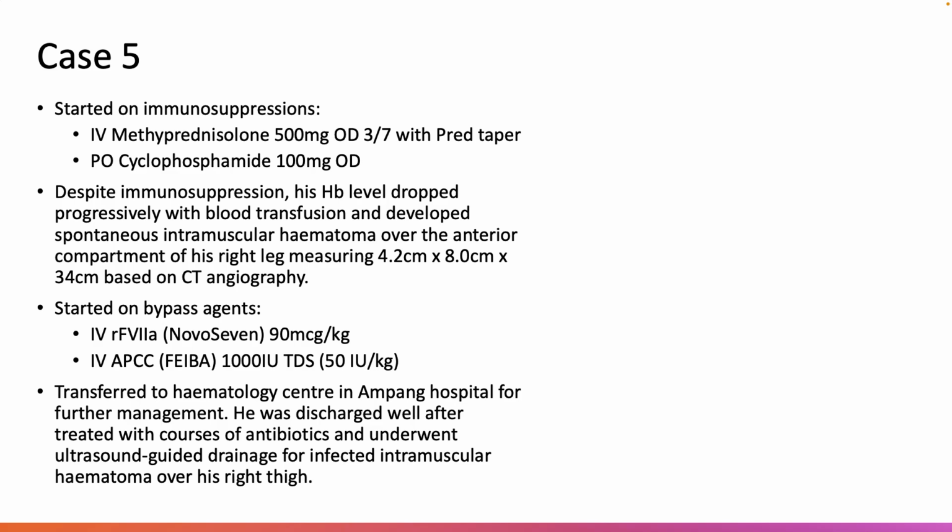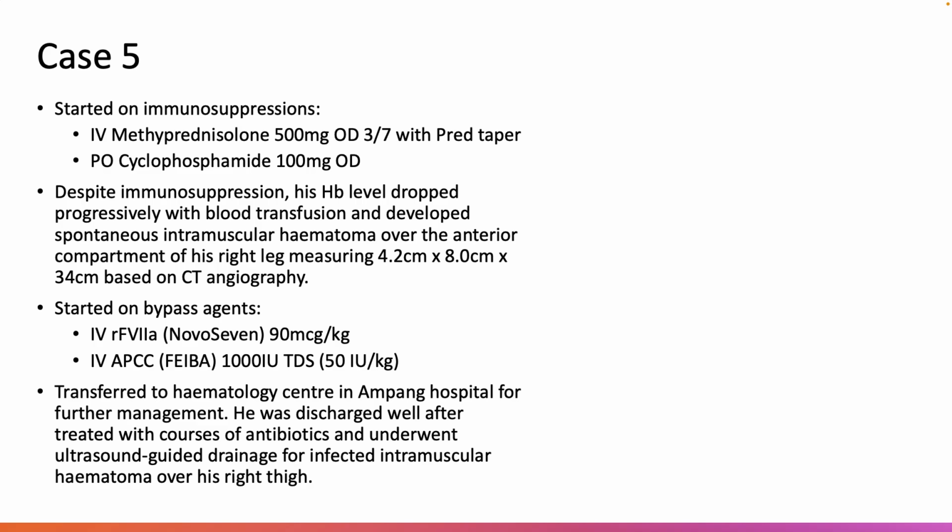intramuscularly, and it was getting bigger and bigger, measuring 4.2 by 8 by 3.4 centimeters, based on CT angiography. Because of this active bleeding despite immunosuppression, he was immediately started on bypassing agents, which consisted of NovoSeven and also FEIBA, which are actually recombinant factor VII and also the PCC. Unfortunately, we have used up all the quota of this NovoSeven and FEIBA.